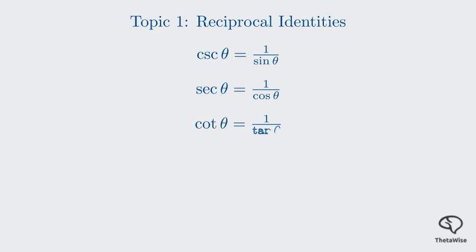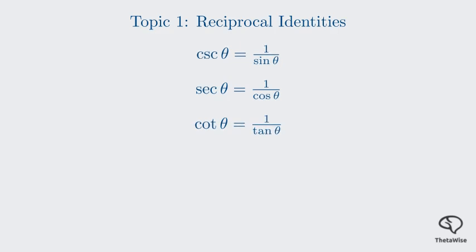Let's list them out. Cosecant, written as csc theta, is the reciprocal of sine theta. So csc theta equals 1 over sin theta. Likewise, secant theta, or sec theta, is the reciprocal of cosine theta. We can write that as sec theta equals 1 over cos theta. And finally, cotangent theta, or cot theta, is the reciprocal of tangent theta. So cot theta equals 1 over tan theta.